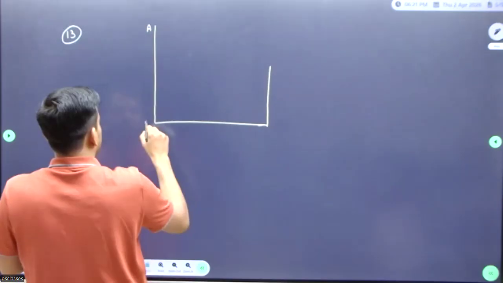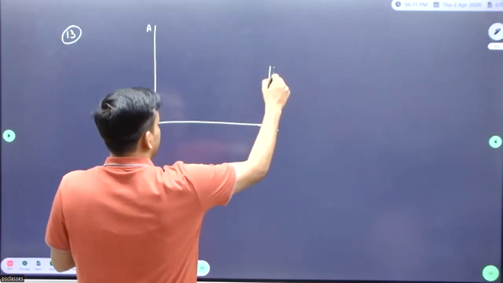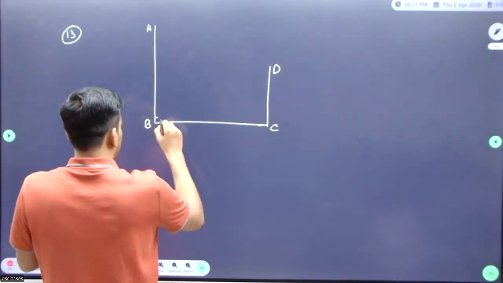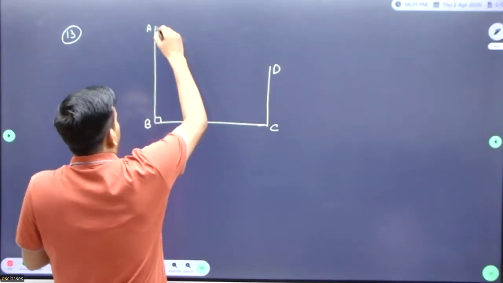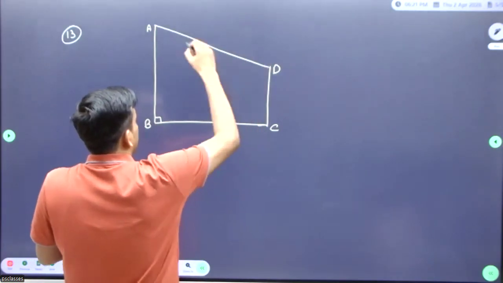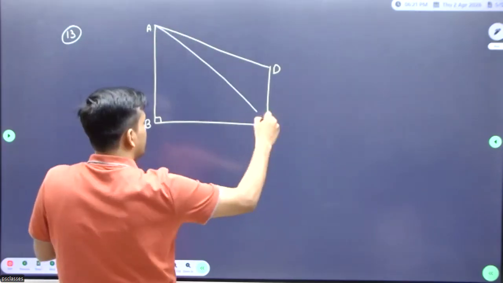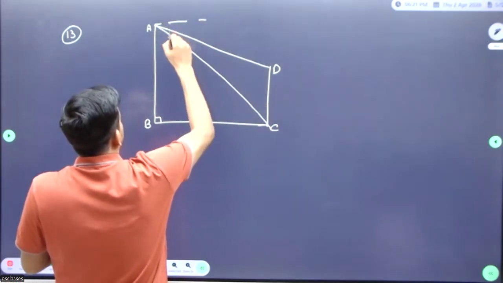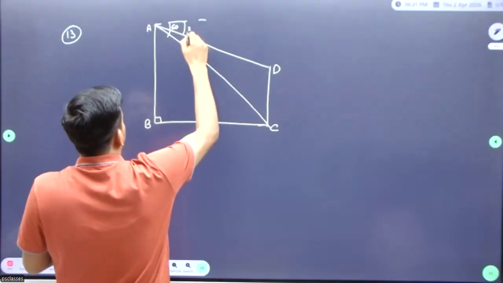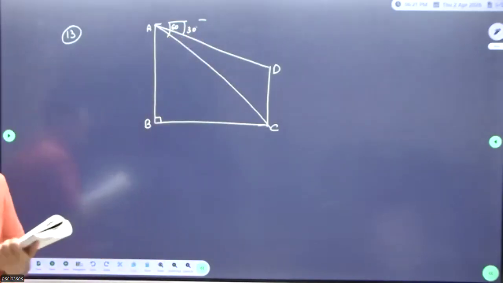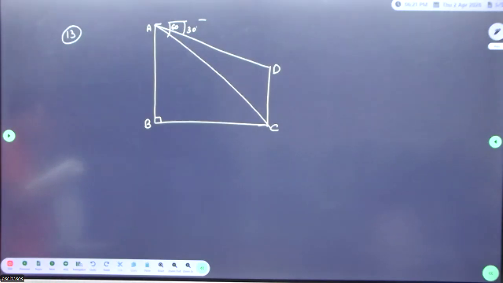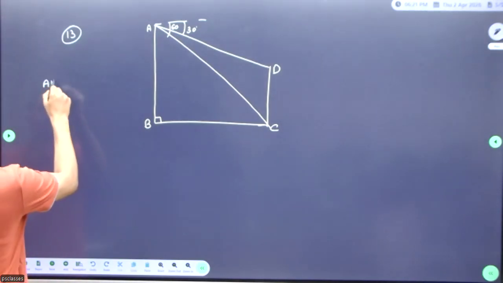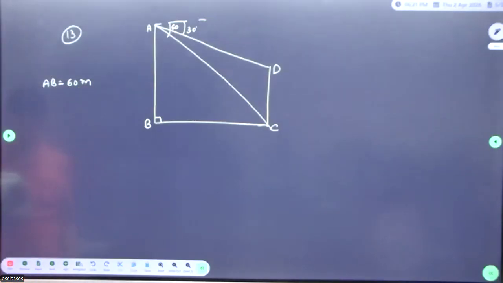This is AB and this is CD. This angle is 60 degree and this one is 30 degree. The length of the building AB is equal to 60 meter. Angles of depression are 30 degree and 60 degree respectively. Find the horizontal distance between AB and CD.